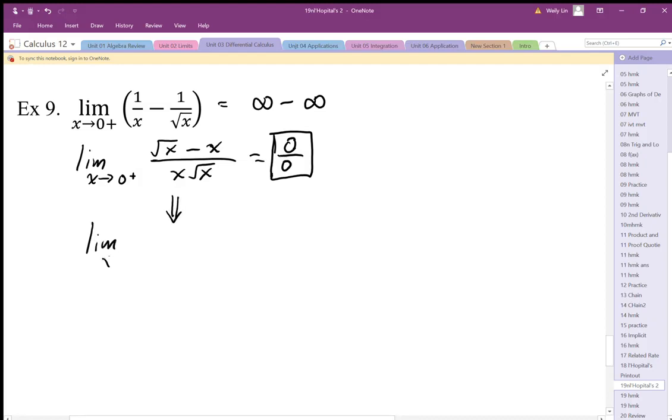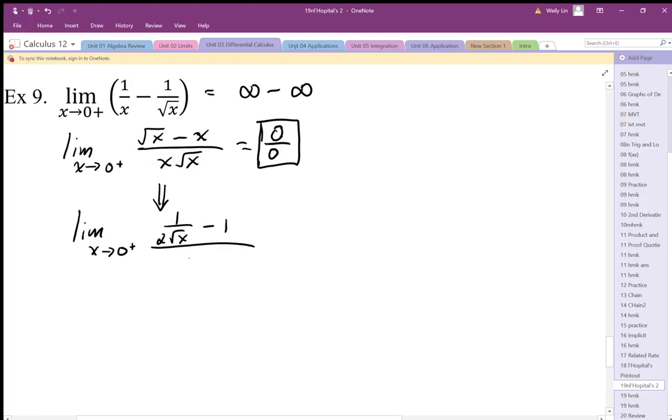So the limit as x goes to 0 from the positive side, I'm going to end up with 1 over 2 root x minus 1 in the numerator. The denominator becomes 3 over 2 x to the 1/2, since x times square root x is x to the power 3 over 2. There's my derivative. If I plug in here, I'm going to end up with 1 over 0 from the positive side, so it's going to be infinity minus 1, and that's all over 0.